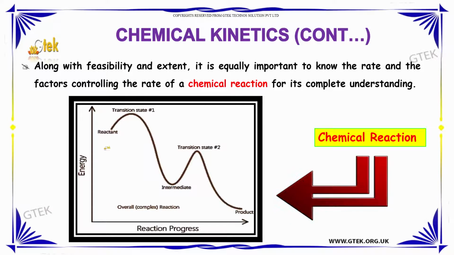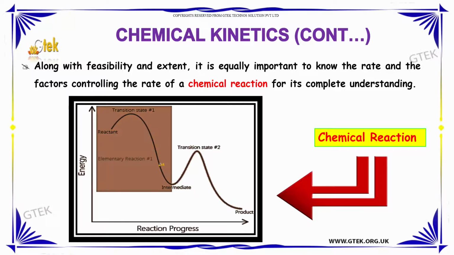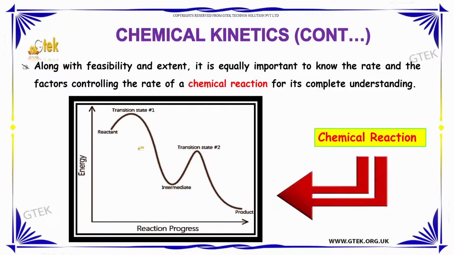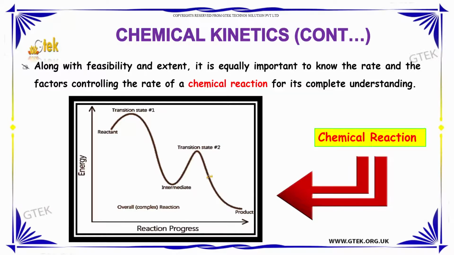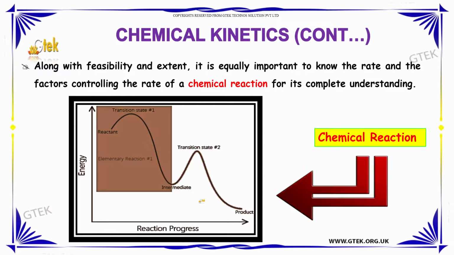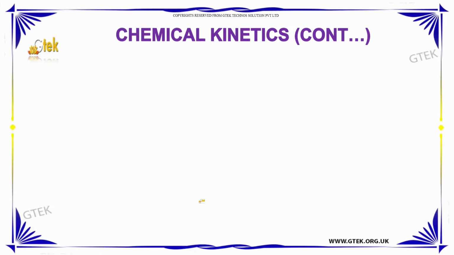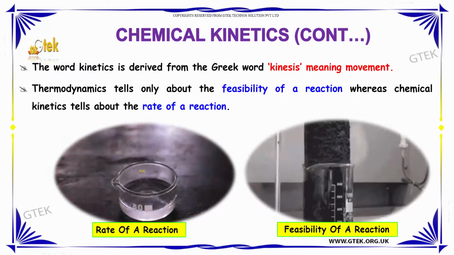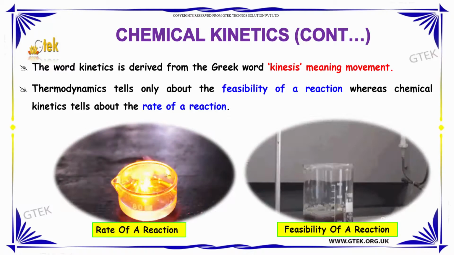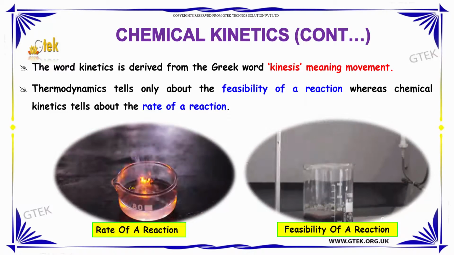So, along with the feasibility and extent, it is equally important to know the rate and the factors controlling the rate of the chemical reaction for its complete understanding. The word kinetics is derived from the Greek word kinesis, meaning movement. Thermodynamics tells only about the feasibility of a reaction, whereas chemical kinetics tells about the rate of the reaction.